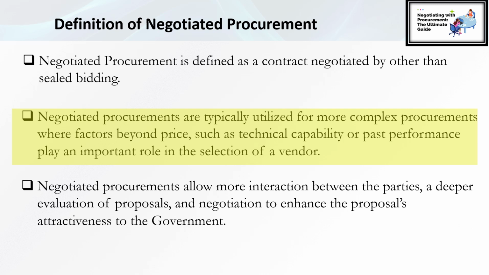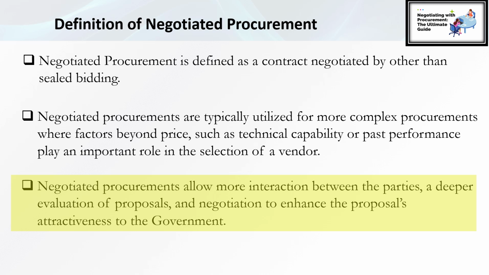On the other hand, a negotiated procurement is typically utilized for more complex procurements where factors beyond price, such as technical capability or past performance, play a crucial role. Unlike the more simplistic sealed bidding procedure, negotiated procurement allows more interaction between the government and prospective contractors, a deeper evaluation of proposals, and negotiation to enhance the proposal's attractiveness to the government.